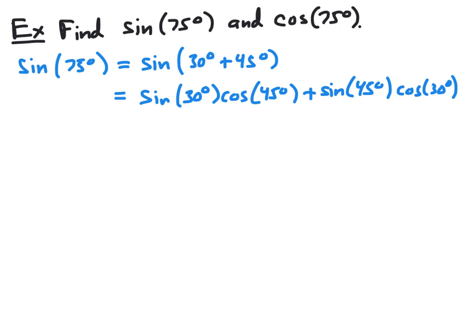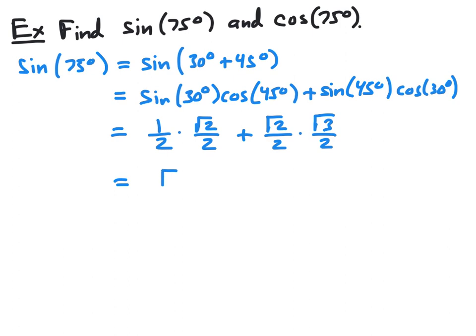All four values in this expression are values we should know. Sine of 30 degrees is 1/2. The cosine of 45 degrees is the square root of 2 over 2. The sine of 45 degrees is also the square root of 2 over 2. And the cosine of 30 degrees is the square root of 3 over 2. These are all values that we know from our basic right triangle and unit circle trigonometry. And now we just compute this quantity.